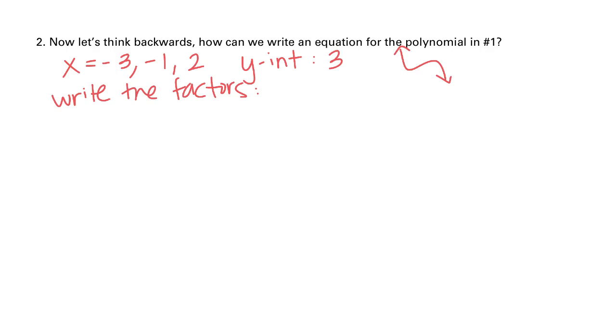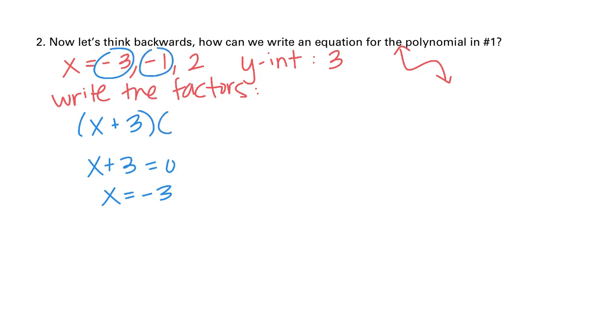Since -3 was a root, that means x plus 3 must have been a factor. So we're just working backwards. If x plus 3 is a factor, when you set that equal to 0 and solve for x, you get -3. So I'm just working backwards. If x equals -3, that means x plus 3 must have been a factor. So if -1 was a root, x plus 1 is a factor. And then if 2 was a root, x minus 2 was a factor.